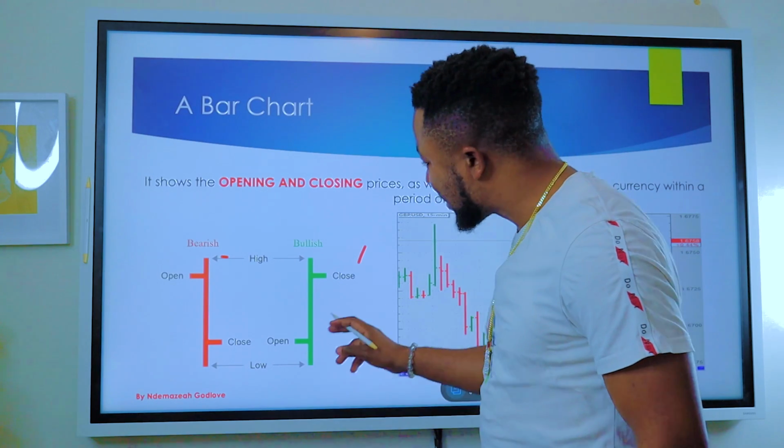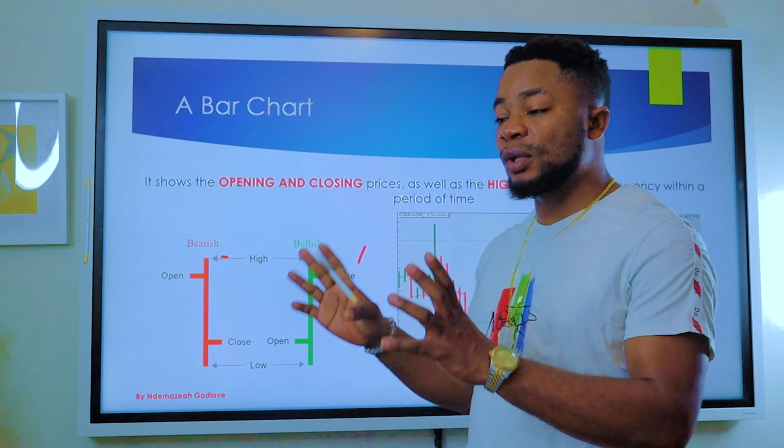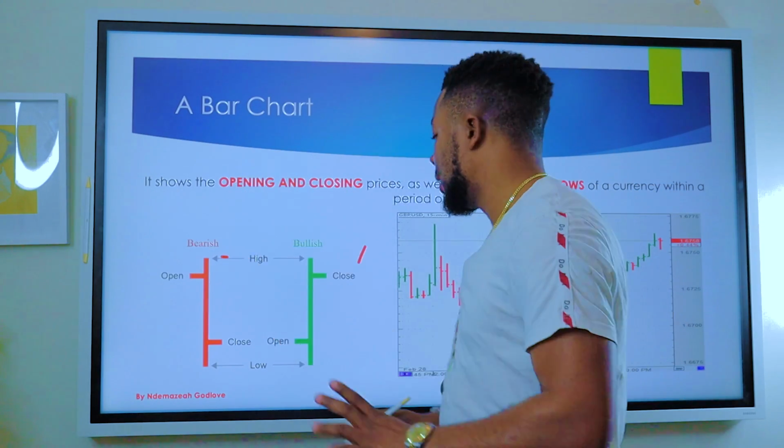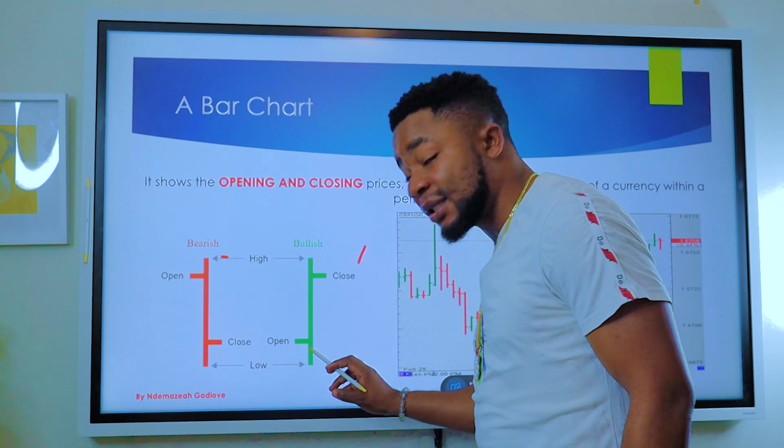The same thing goes for a bullish market. If the market is going up, then the market opened instead here.